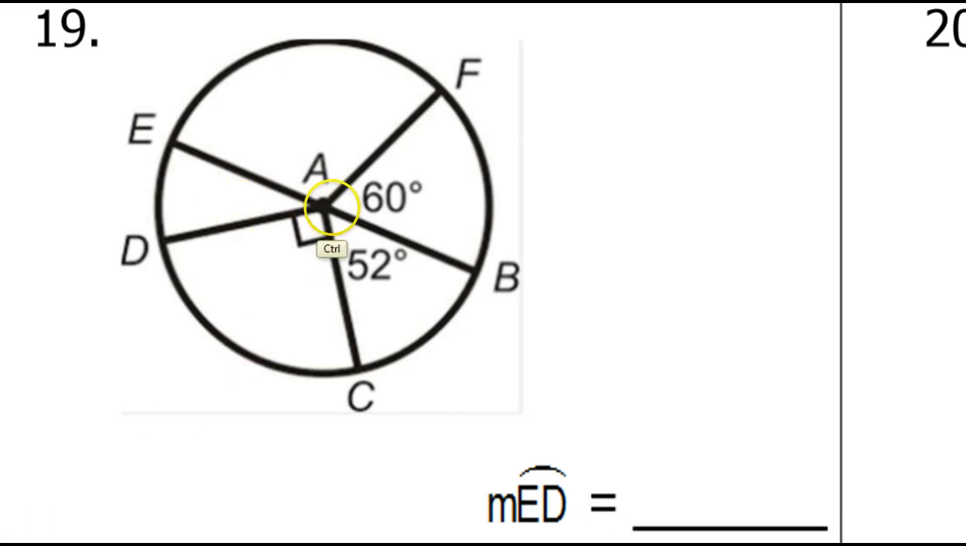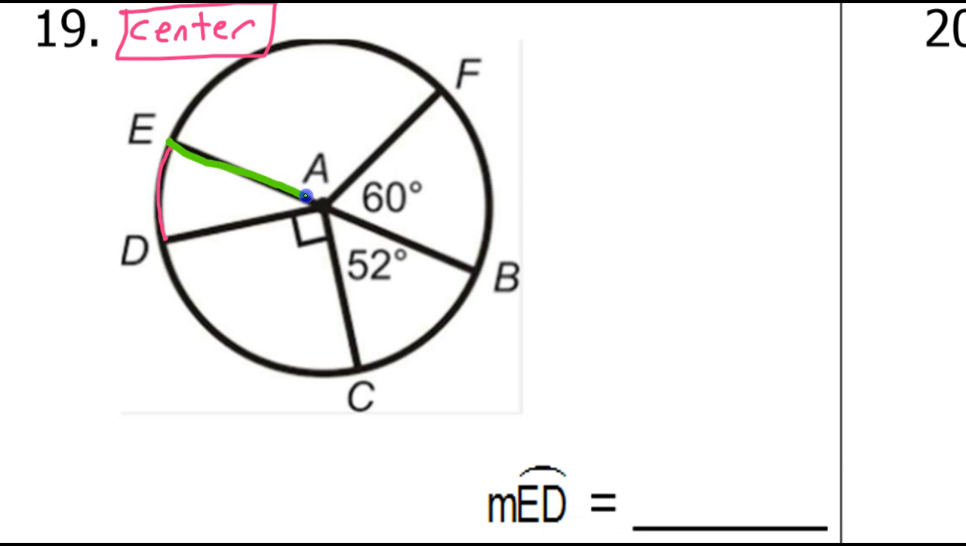Notice that for problem number 19, this angle is at the center. That means the angles and arcs will all be the same. So we are supposed to find the measure of arc ED, which is this guy right here. All right, I see we have a diameter happening. That's going to help us out.